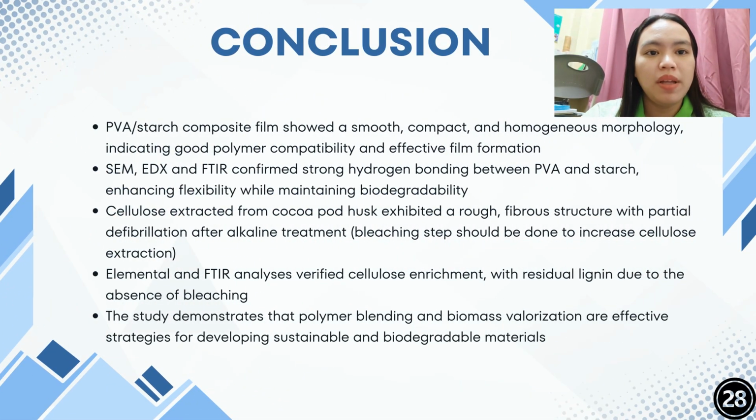In conclusion, two different material systems were successfully studied, which are a PVA starch composite film and cellulose extracted from cocoa pod husk. The PVA starch film shows a smooth and compact morphology, indicating good compatibility between the polymers, supported by strong hydrogen bonding observed in the FTIR analysis. In contrast, the extracted cellulose exhibited a rough and fibrous structure due to alkaline treatment, with residual lignin remaining because no bleaching step was performed. Overall, this study demonstrates that polymer blending and agricultural waste valorization are effective approaches for developing sustainable and biodegradable materials.